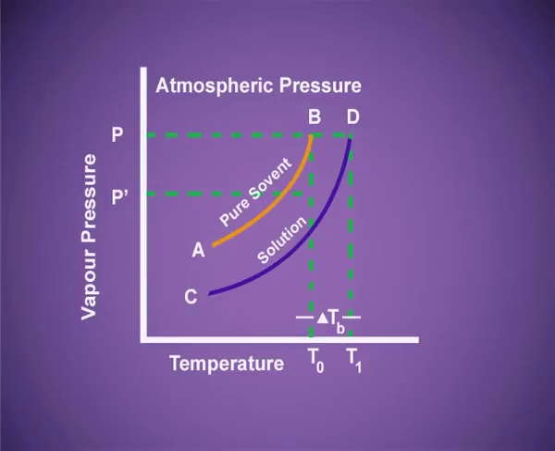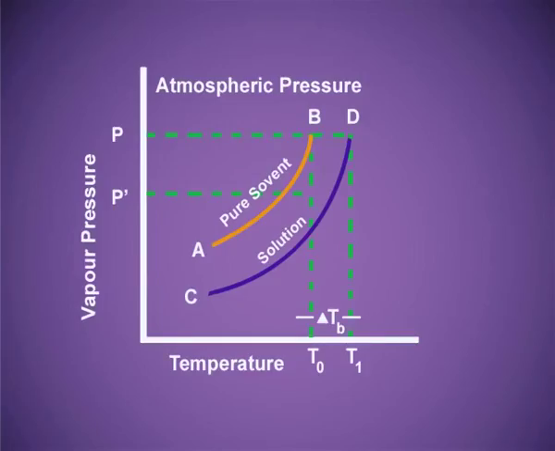Now, from the graph you can see that T naught B is the boiling point of pure water, because at T naught B the vapor pressure is equal to atmospheric pressure. Just see the point B, and at this temperature the pure solvent will boil. But in the case of the curve CD, that is the curve for the solution, at the temperature T naught B, the vapor pressure is much less than the atmospheric pressure. So, the solution will not boil.